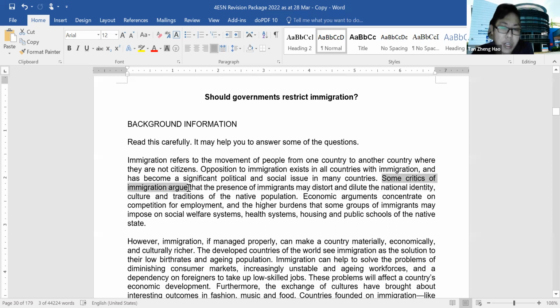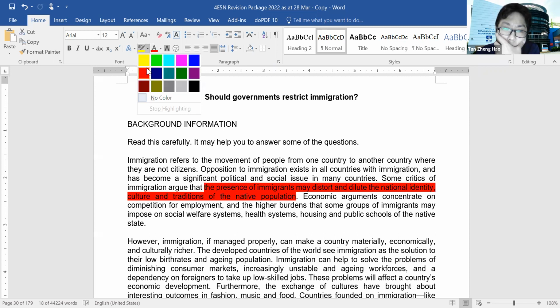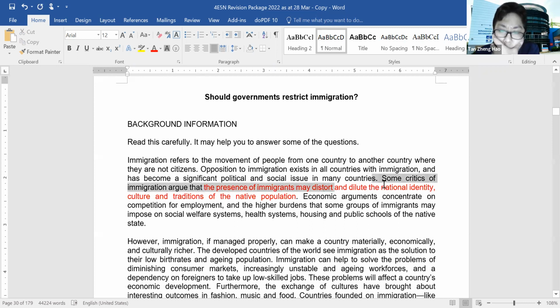Some critics of immigration argue that the presence of immigrants may distort and dilute the national identity, culture, and tradition of the native population. Let's use, say, red color. So these immigrants, they may dilute the national identity. That means they come in, they bring their own culture. Locals lose a bit of their own culture and so on.